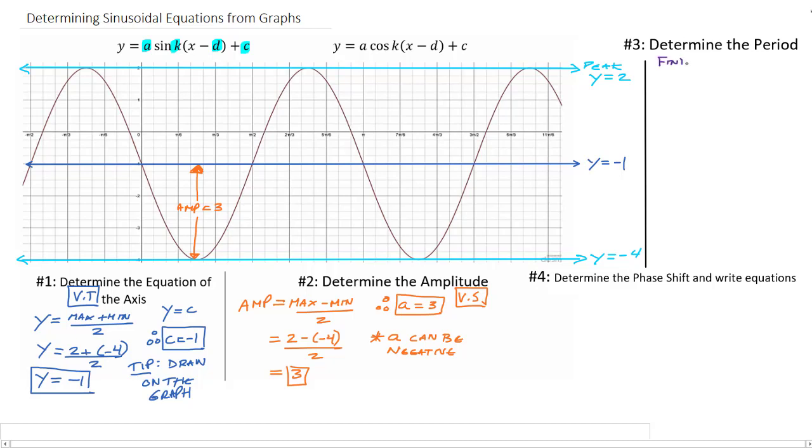Find the length of one cycle. How long is it? Length of one cycle. Now you can really measure this from anywhere. It doesn't really matter where you measure it from. But usually, I'm not going to say always, but usually it's easiest to just start at 0.